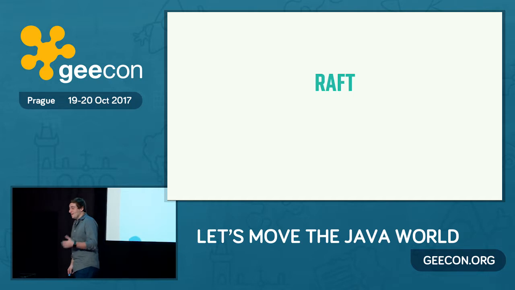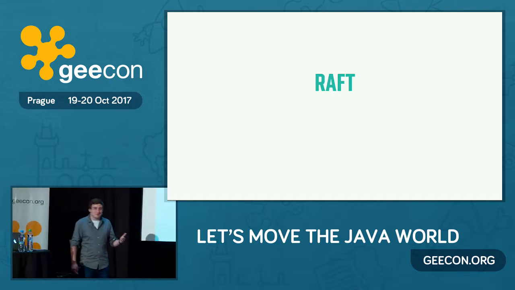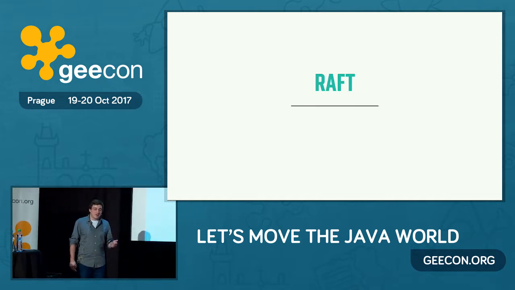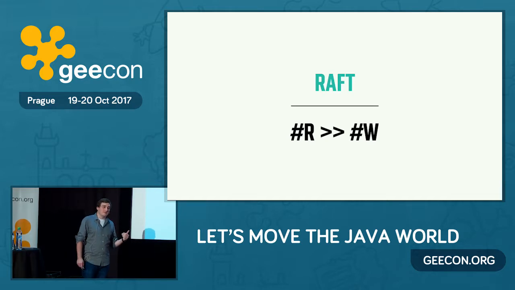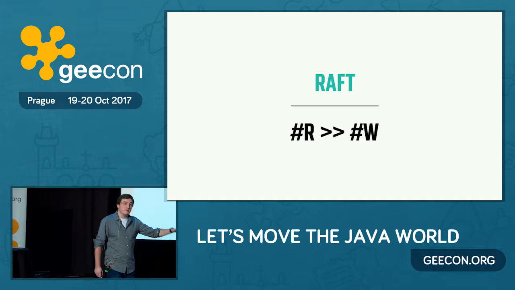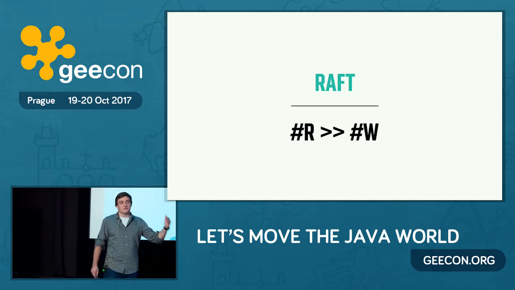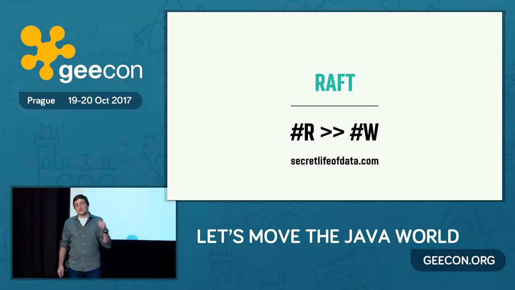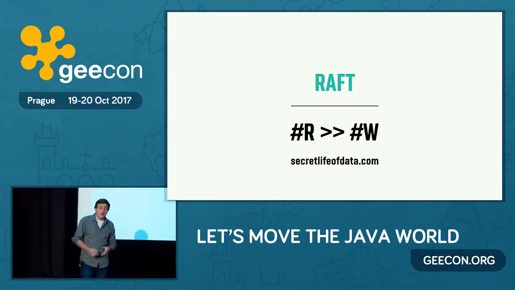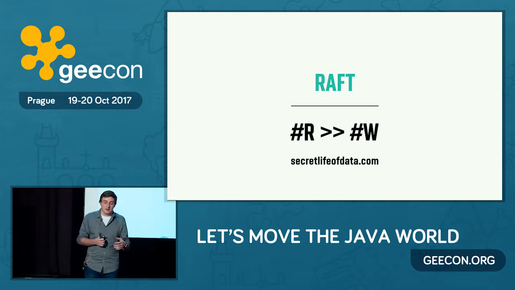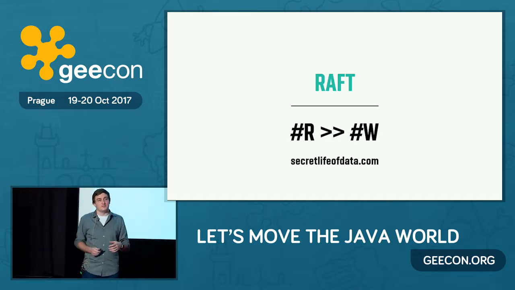So I don't think it's fair to compare Raft with Infinispan or consistent hashing functions. I think that Raft is really great in use cases where what you really want is to scale your read operations, where you have many more read operations than write operations. And if you want to know more about how Raft works, I really recommend going to secretlifeofdata.com, which has nice visualizations showing all the aspects of the Raft protocol.